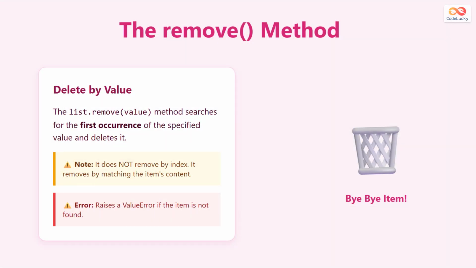Now, what about deleting items? The remove method is used to delete an item by its value, not its position. It scans the list, finds the first occurrence of that value, and deletes it. Be careful though, if the item isn't found, Python will raise an error.